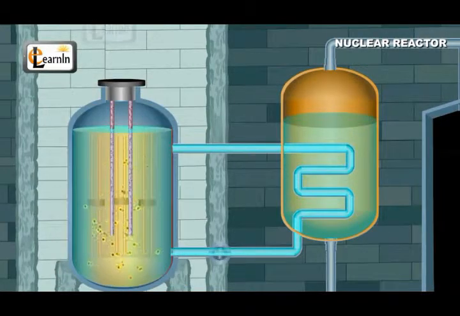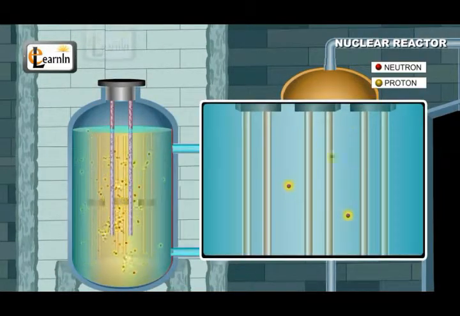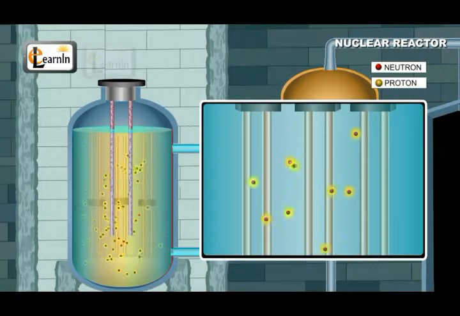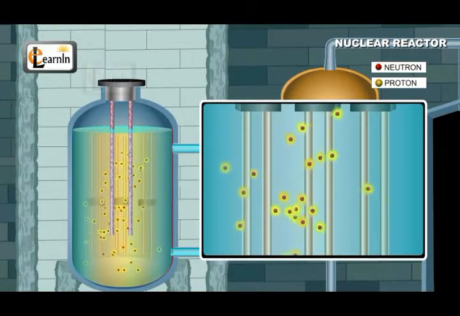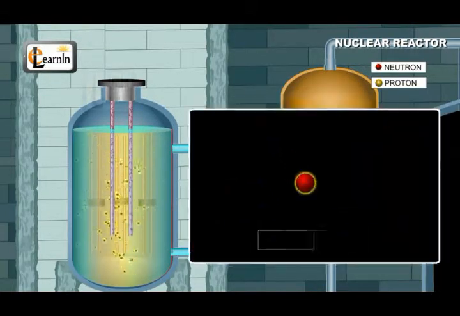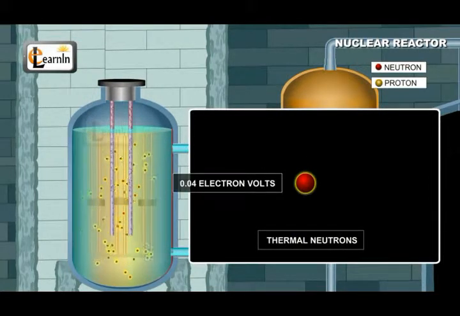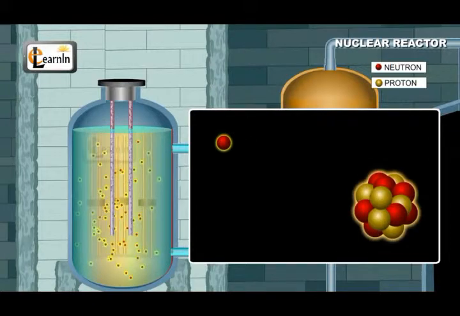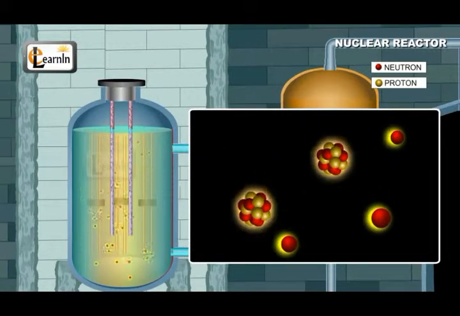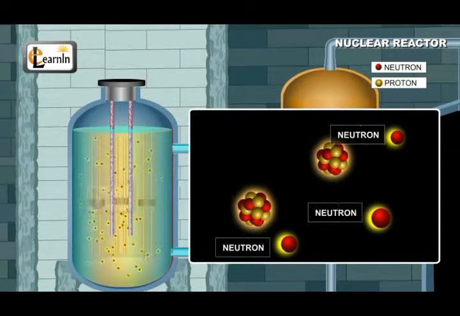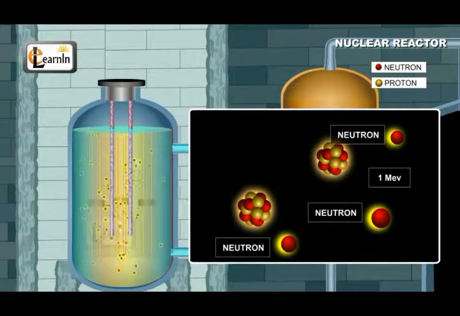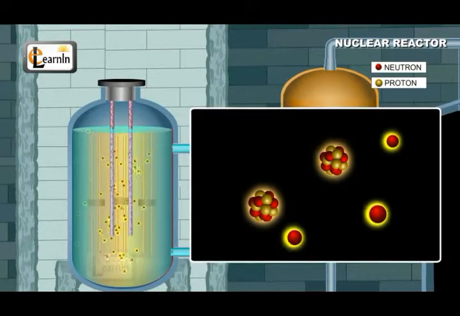The objective of a moderator is to slow down the high-energy neutrons which are produced during the nuclear fission process by the fuel elements. Thermal neutrons, which are the neutrons with energy of about 0.04 electron volts, are capable of producing a fission reaction with uranium-235. During the fission reaction process, new neutrons are given out which have energies of about 1 mega electron volt.